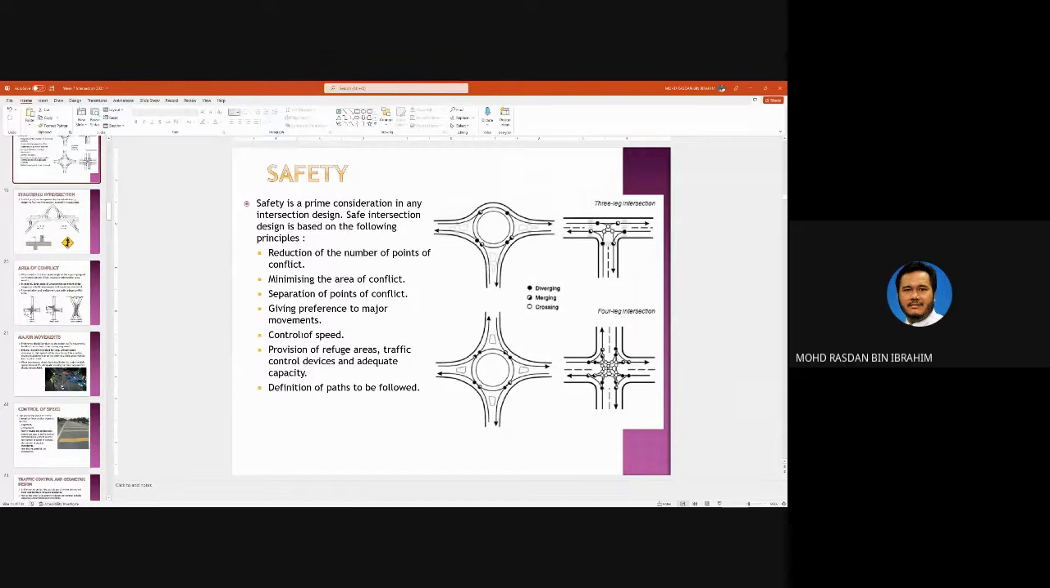Giving preference to major movement and control of speed. Control of speed is normally done by what? Devices, road humps or rumble strips or just signboards.